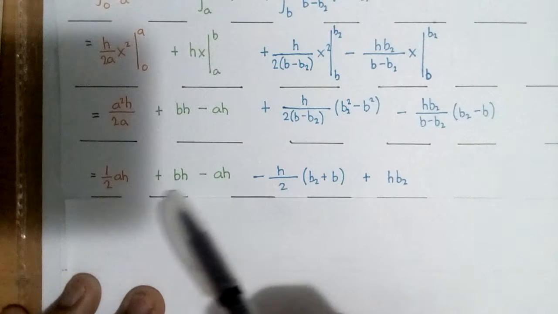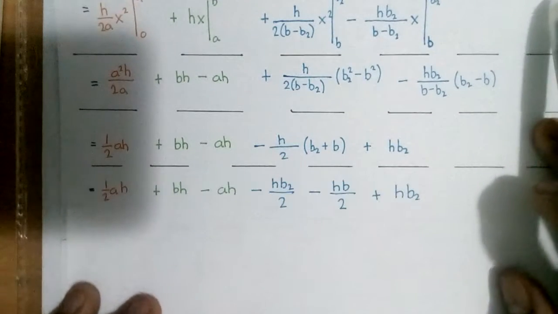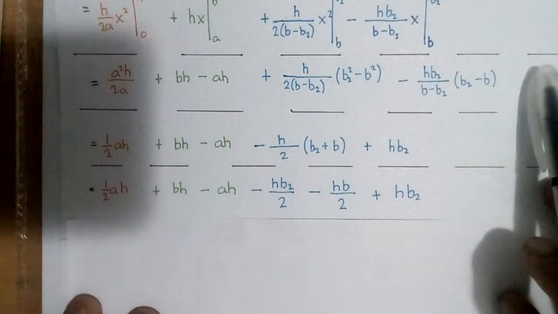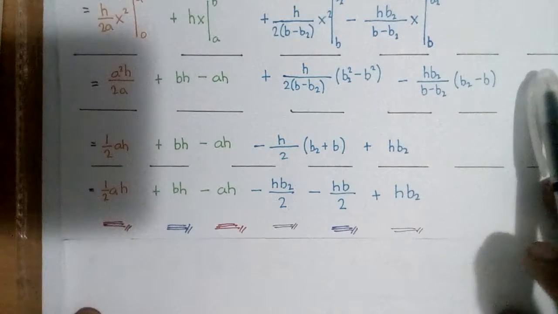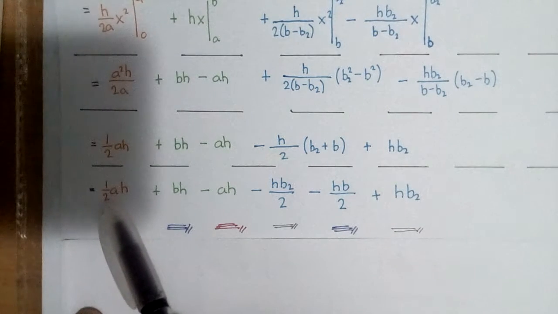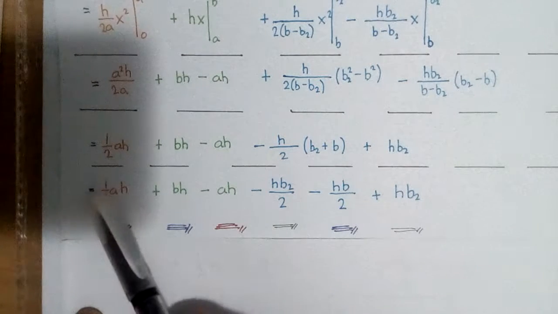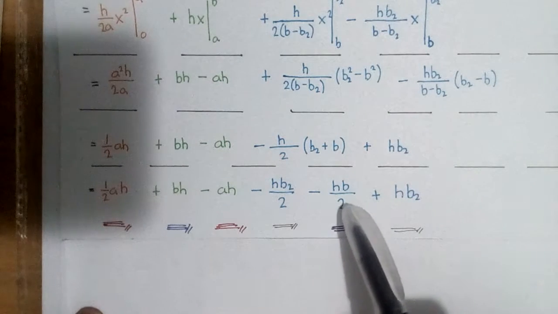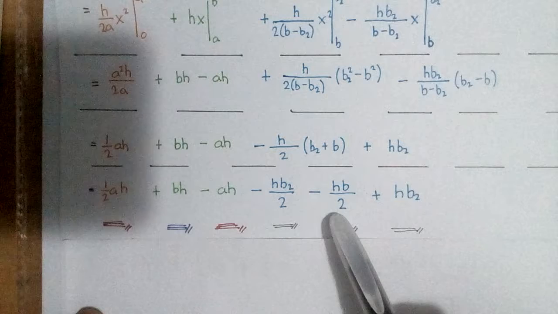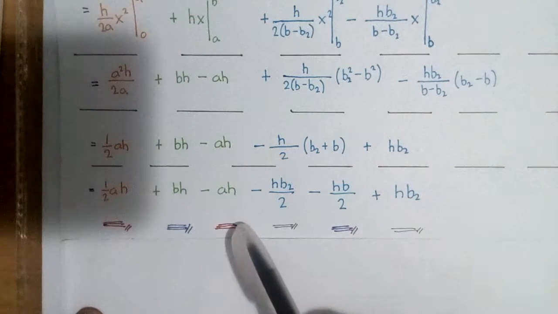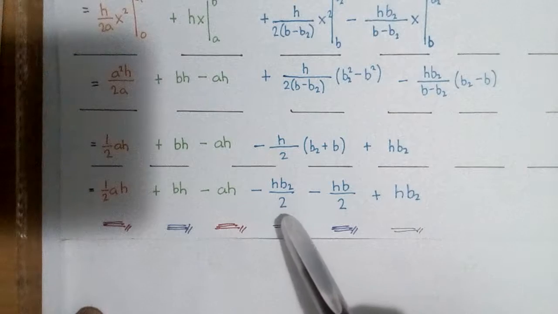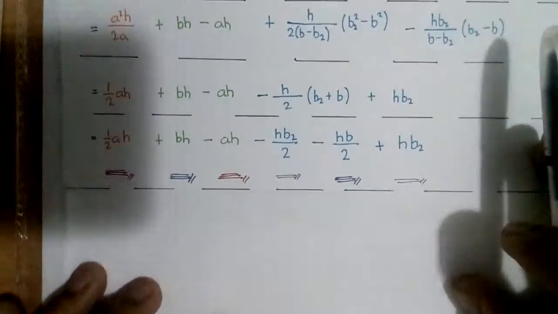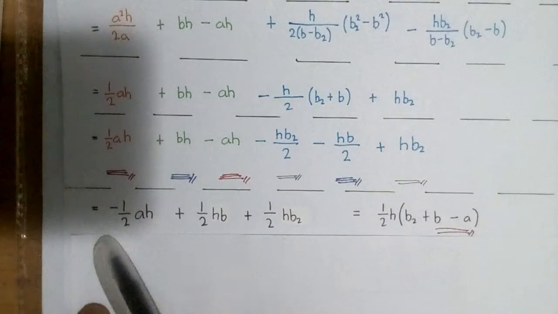So expanding these equations, we get the following. Now for this part, we need to combine like terms. As such, we have ah and an ah here, so a half minus a whole becomes a -1/2. Bh and hb over 2, so a whole minus a half would be 1/2, and finally hb2 over 2, a whole minus a half is equal to a half, which brings us these values: half, half, and half.